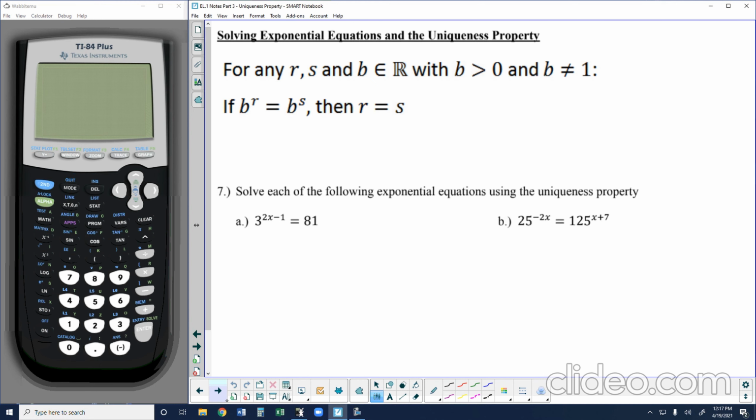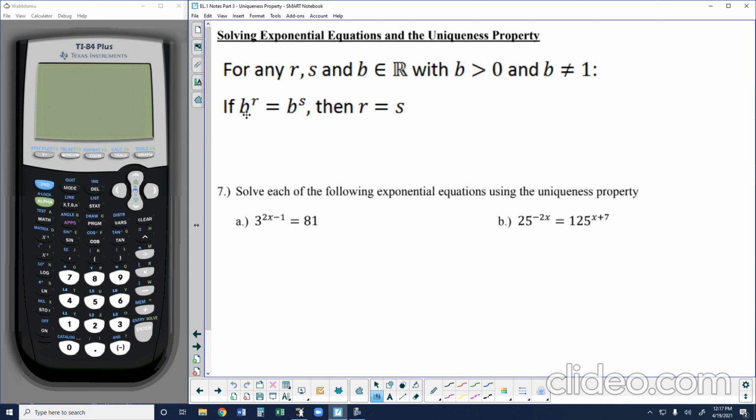So the uniqueness property is reliant on a very key piece of information. For any R, S, and B that are all real numbers, with B being the base of an exponential expression, so it has to be greater than 0 and not equal to 1, if B to the R power is equal to B to the S power, then R must equal S. We can probably look at this and visually see that it makes sense.